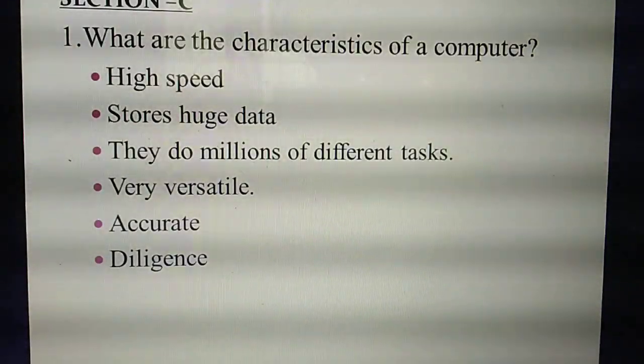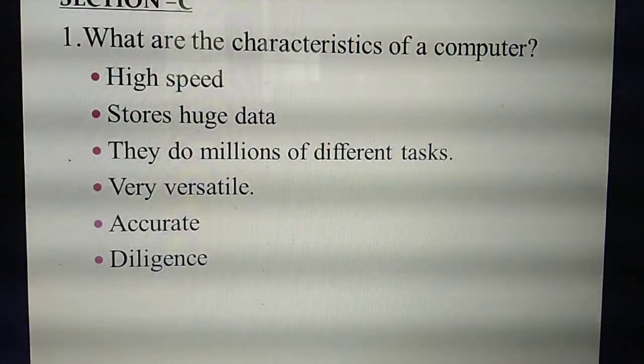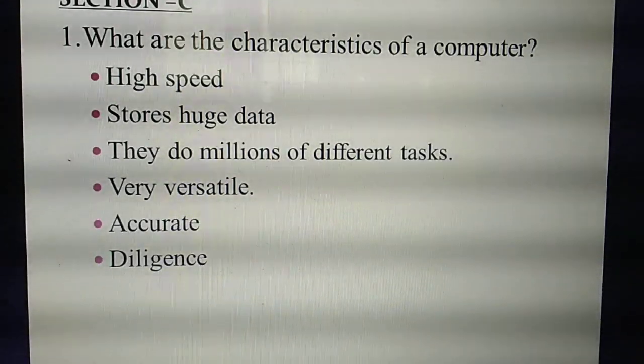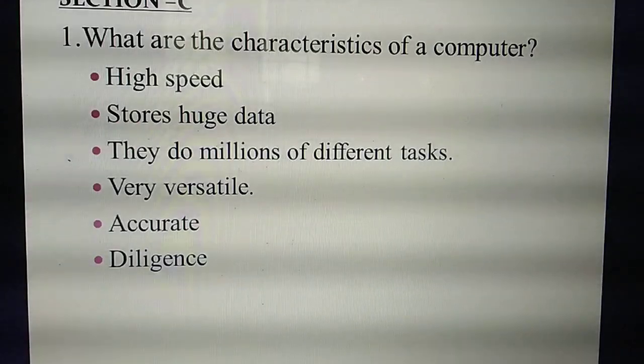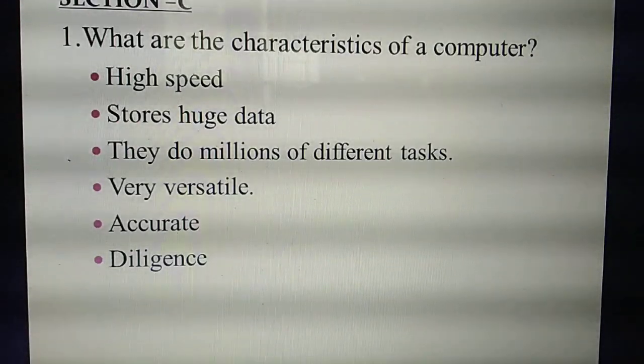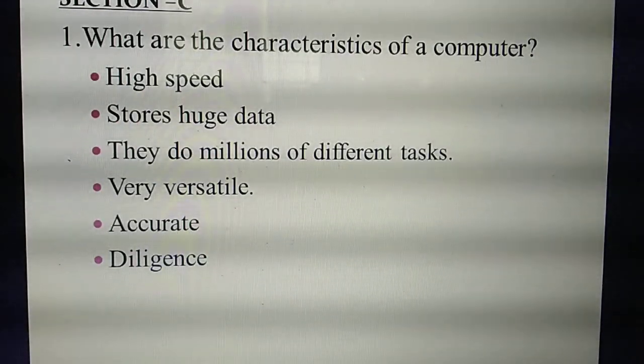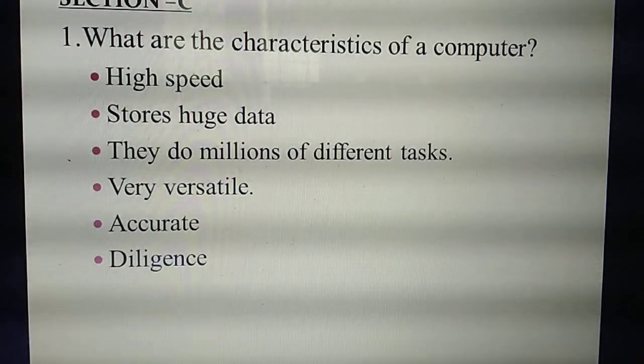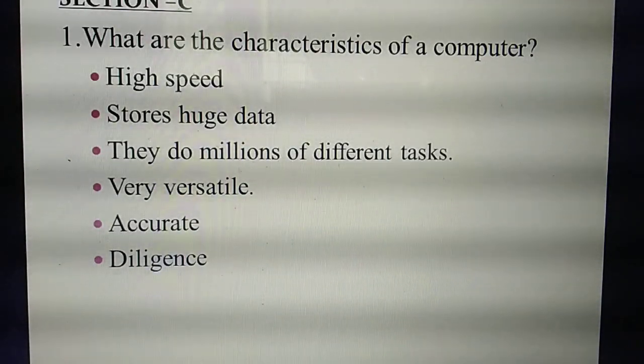Please take a paper or notebook. Either keep a separate note for a computer notebook, or take a piece of paper and paste it near the question. So write it. What are the characteristics of a computer? Is it visible for you? Please write it.